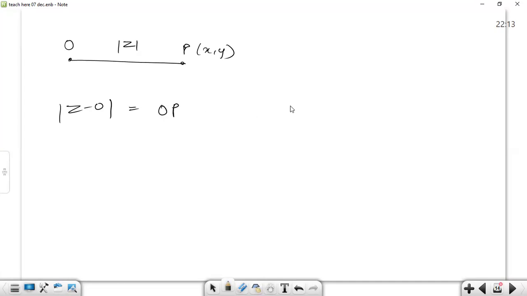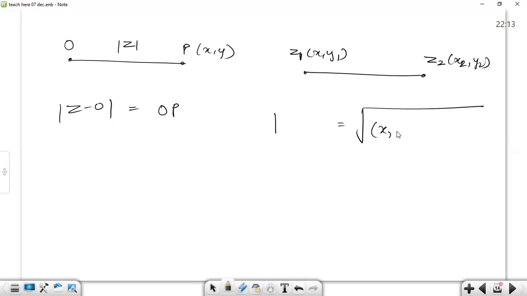The distance OP. Now, if we take any two points, let's say z1 and z2, having x2, y2 and x1, y1 as coordinates, and we find the length between these two using the distance formula, it is the square root of (x2 minus x1) whole square plus (y2 minus y1) whole square. The distance between these two, a and b, is the modulus of z2 minus z1. Any doubts, anyone?